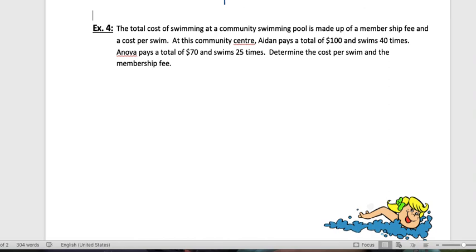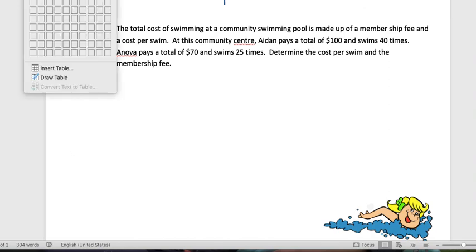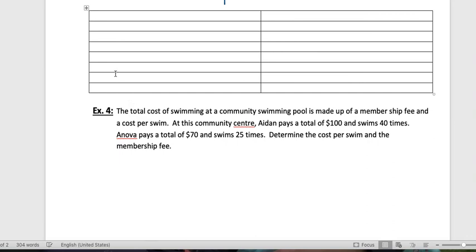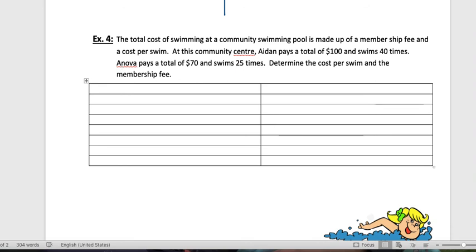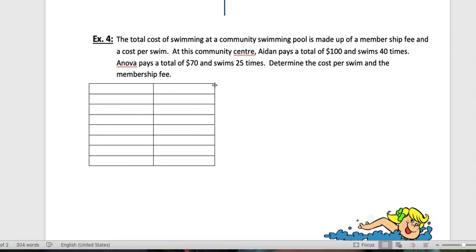So I will start this question for you. I want you guys to think about it and finish it. I want to see where your thinking is on this question. So the independent variable, which would be on the x-axis, would be number of swims. And on your y-axis would be the cost.